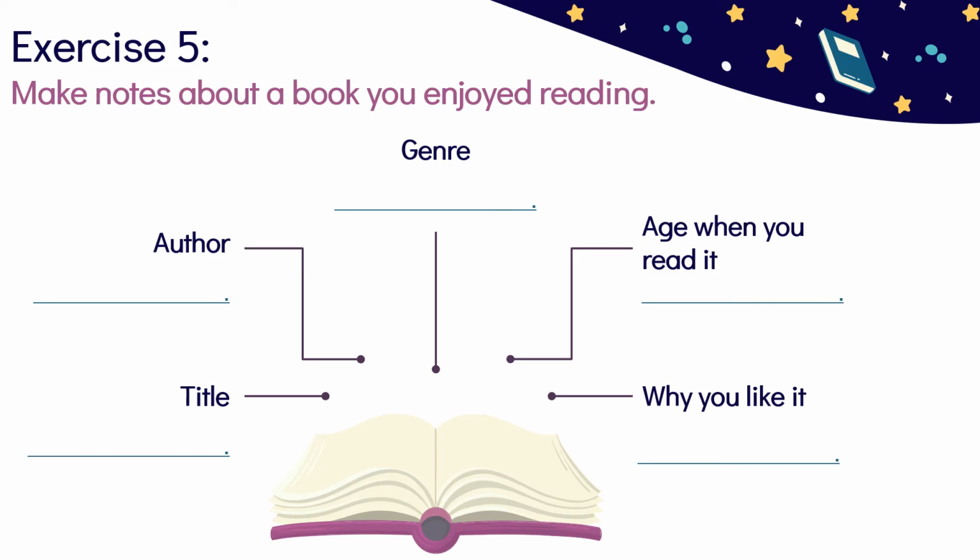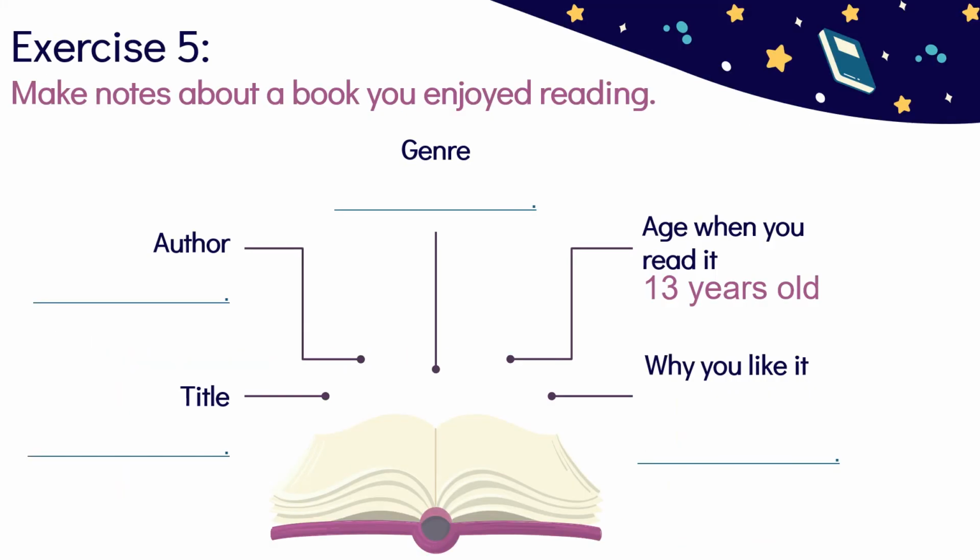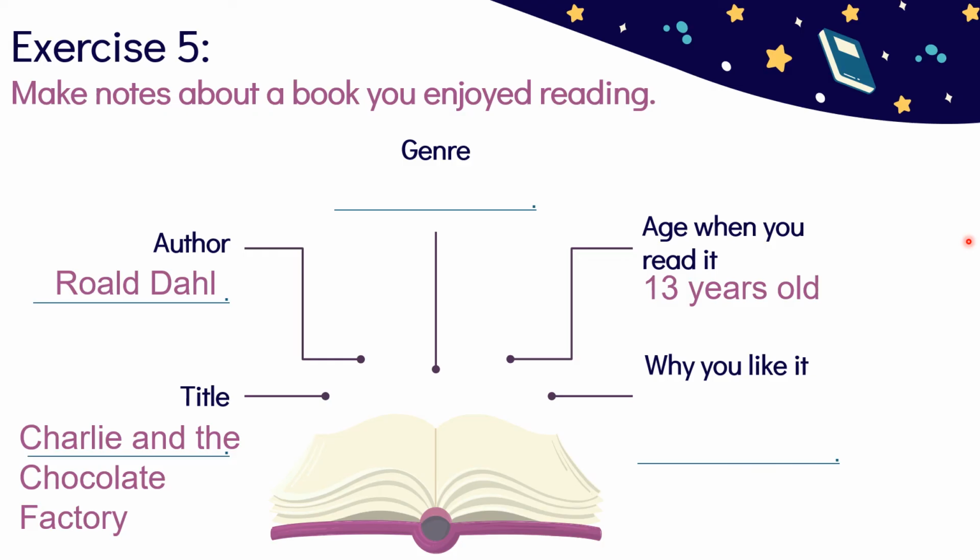Now let me give you one example. I choose Charlie and the Chocolate Factory. Okay, so this is the cover of the book. Now let's see my notes about this book. Okay, we have the same thing: title, author, genre, age, and why I like it. The title is Charlie and the Chocolate Factory. The author is Roald Dahl. Genre, it can be fairy tale and it can be adventure.